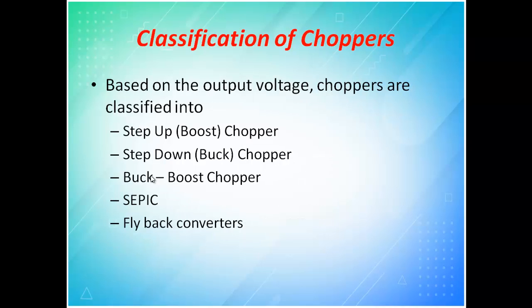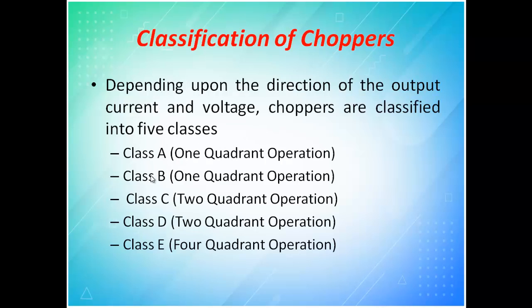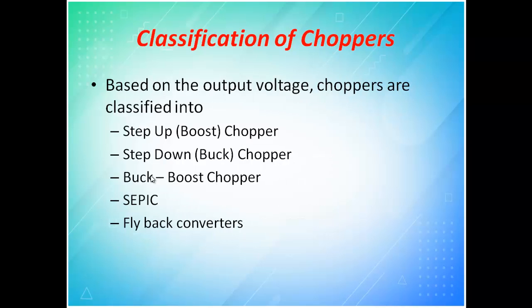Now next, classification of chopper by output voltage. See, only on voltage I am speaking. The first one was classification on direction of output current and voltage: class A, class B, class C, class D and class E. Whereas based on output voltage alone, choppers are classified into step up, which is nothing but a boost converter, step down, which is nothing but a buck converter, and buck boost, where both step up as well as step down is possible.